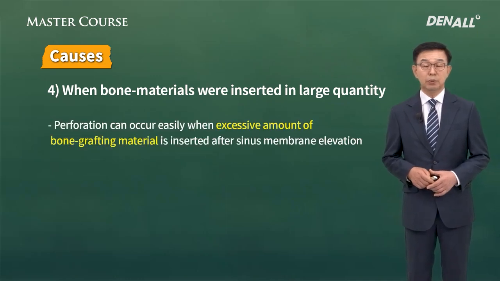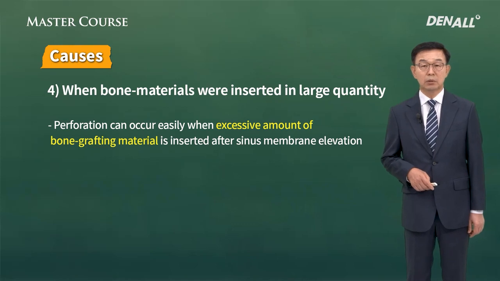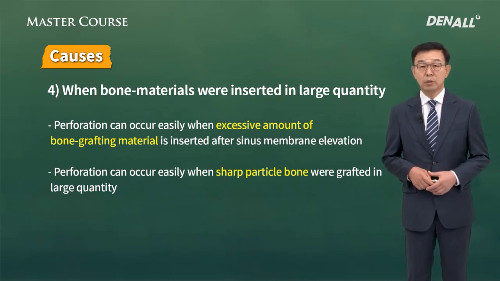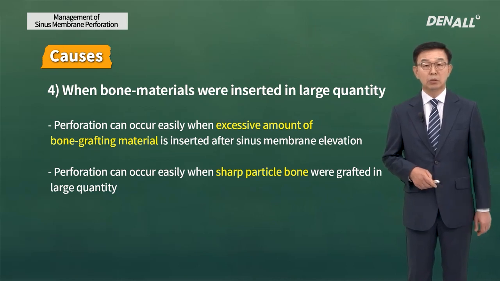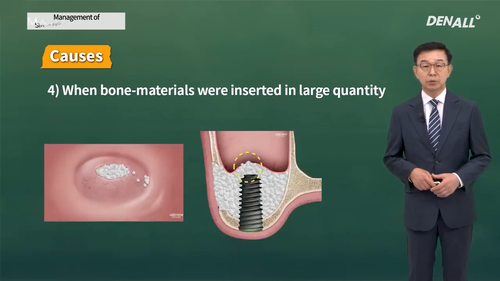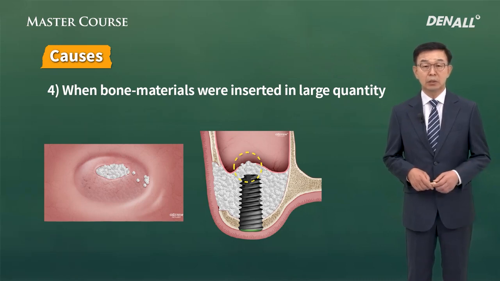This is very rare. However, when you do bone window approach and lift the sinus, sometimes too much bone graft can lead to sinus membrane perforation. Or if the bone graft material is too sharp or coarse, sinus membrane perforation during or after surgery can occur. Therefore, you need to avoid putting in too much bone graft. You need to put it at the level so that the bone can be formed around the implant. You need to use fine particle bone graft materials if possible.